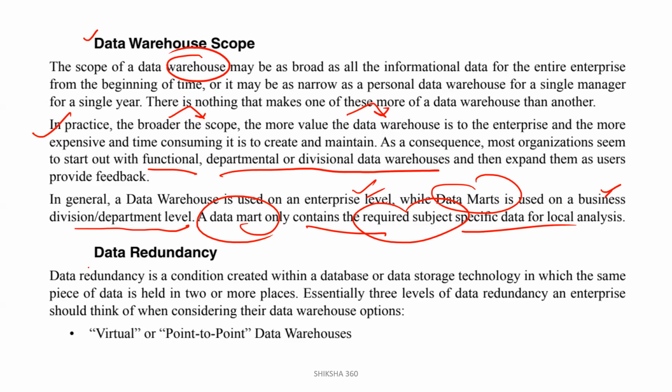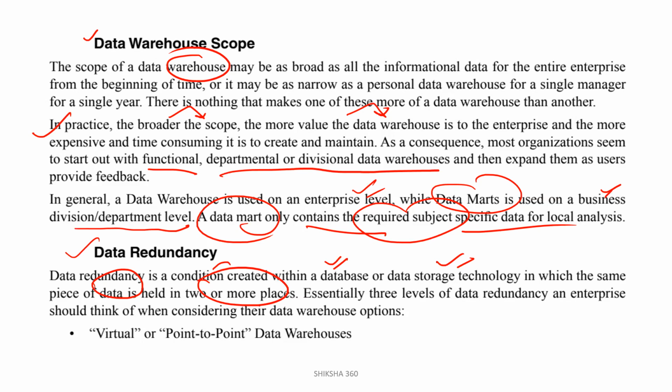Next is data redundancy. Data redundancy is a condition created within a database or data storage technology in which the same piece of data is held in two or more places. That is, the same data exists in different places. This is the meaning of redundancy.